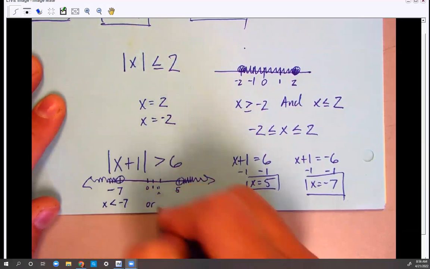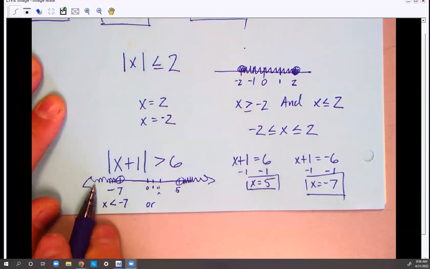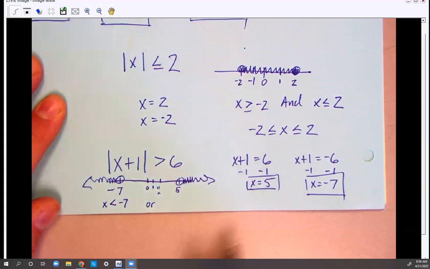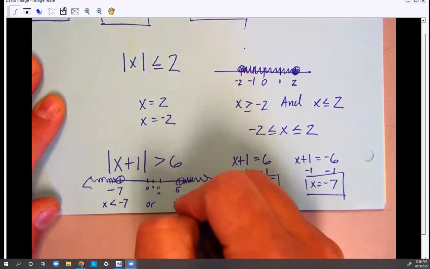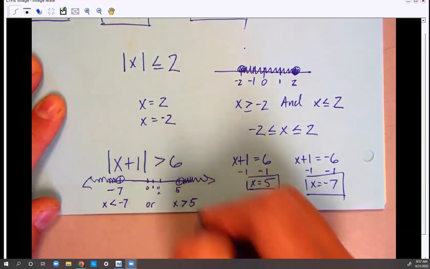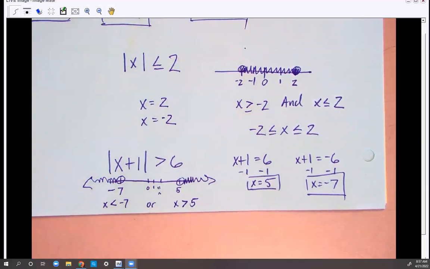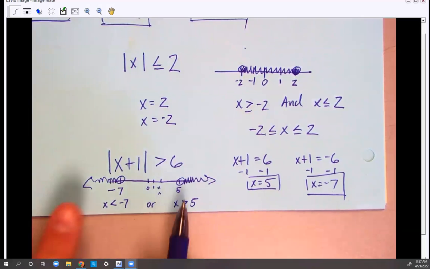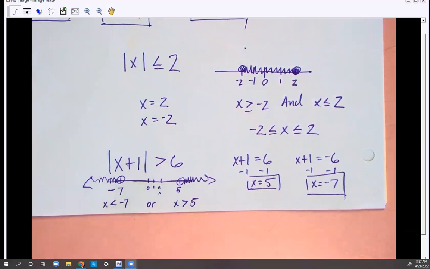-7, and this is an or statement because you can't have numbers that are less than -7 and at the same time bigger than 5. X is greater than 5. Those are the answers. That's how absolute value works. You always have 2 boundary points with absolute value.